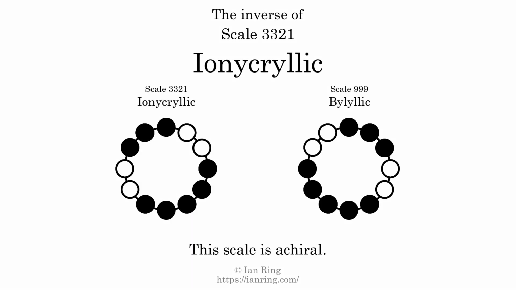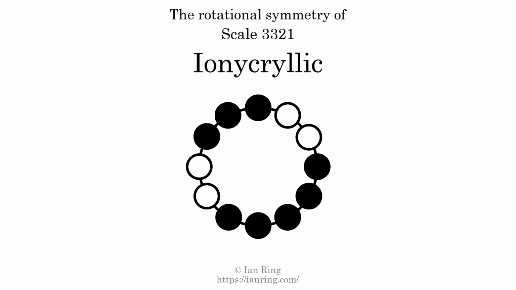The inverse of a scale is a mirror image. It is what you get when the sequence of intervals is reversed. The inverse of this scale is scale 999, also known as bilylic. This scale is achiral, since it can transform into its own reflection by a rotational transformation. This scale has no rotational symmetry.